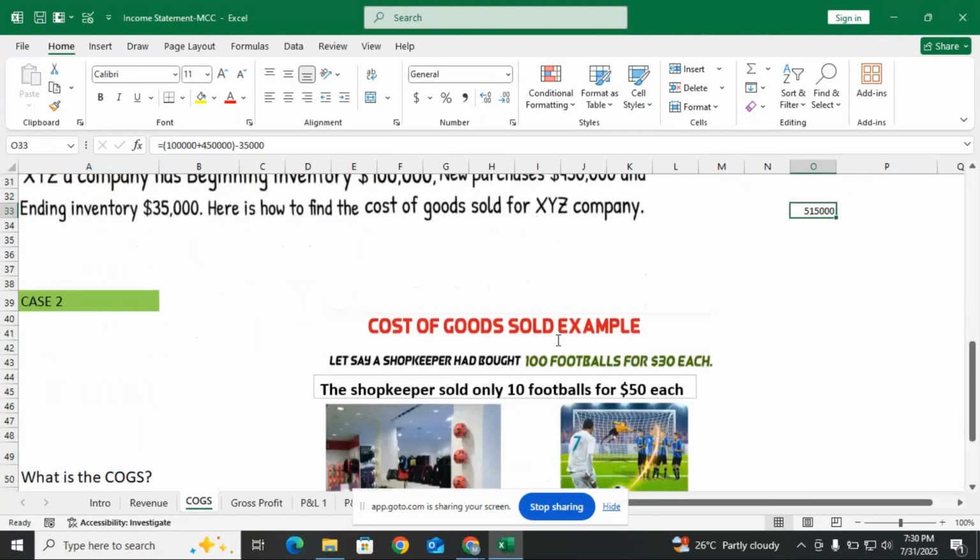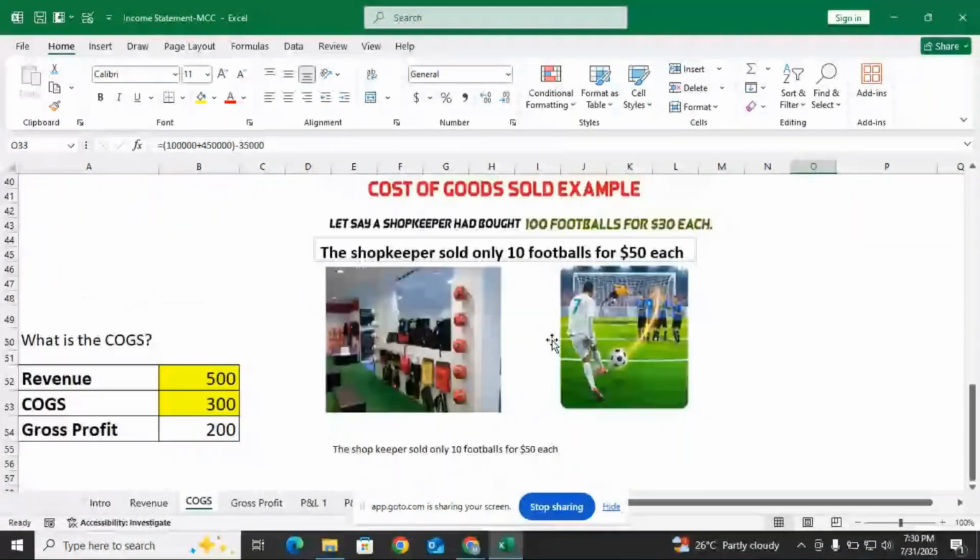Case 2 again, here you have to be a bit careful. Cost of goods sold example. Let's say a shopkeeper had bought 100 footballs for rupees 30 each. The shopkeeper sold only 10 footballs, at 50 each. So what is the gross stock, or the total stock of footballs? He has purchased 100 footballs priced at 30 each, but out of 100, he has made a sale of how many footballs? Only 10 footballs, and that is for 50 each. Now, how do you compute the cost of goods sold? Here, you have to be a little careful. Out of 100 footballs, 10 footballs are sold.